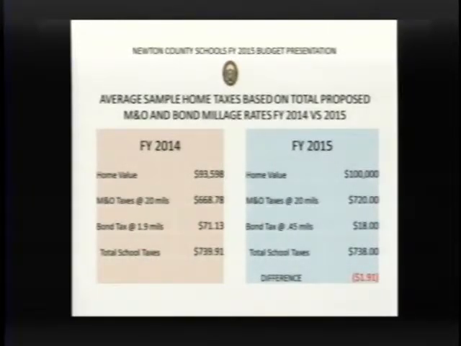So if you look at the average home, if it went up 6.84% from $93,598 to $100,000, you can see, yes, they will be paying more in M&O taxes. However, the bond taxes decrease substantially, and so the total is actually $1.91 less in taxes for the average homeowner. If the value of your home went up 7% or less, you're likely going to pay the same or less in taxes for 2015.